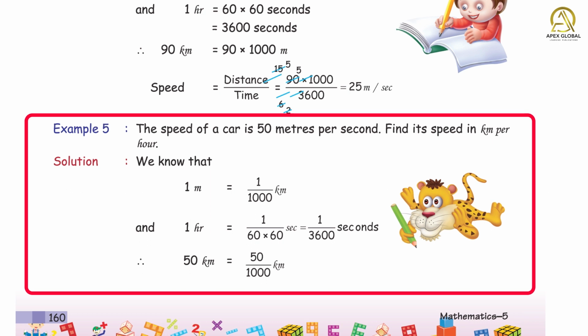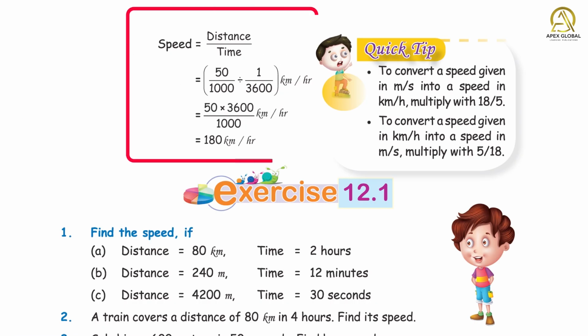Find its speed in kilometer per hour. Solution. We know that 1 meter equals 1 upon 1000 km and 1 hour equals 1 upon 60 into 60 seconds equals 1 upon 3600 seconds. 50 meter equals 50 upon 1000 km. Speed equals distance upon time. 50 upon 1000 divided by 1 upon 3600 km per hour. 50 into 3600 upon 1000 km per hour. 180 km per hour.